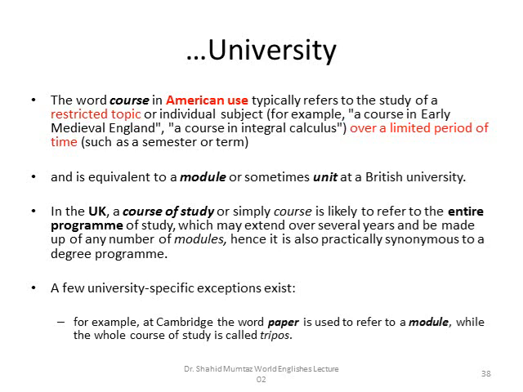A few university specific exceptions exist. For example, at Cambridge, the word paper is used to refer to a module, while the whole course of study is called tripos. So this is one exception. In Cambridge, they call a module or course a paper, and the whole course of study is called tripos. The program is called tripos.